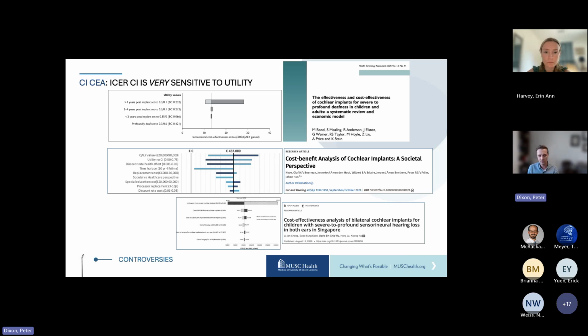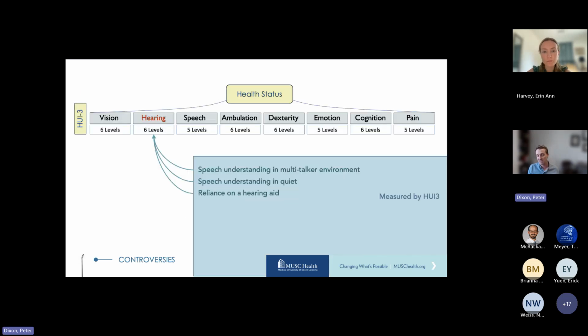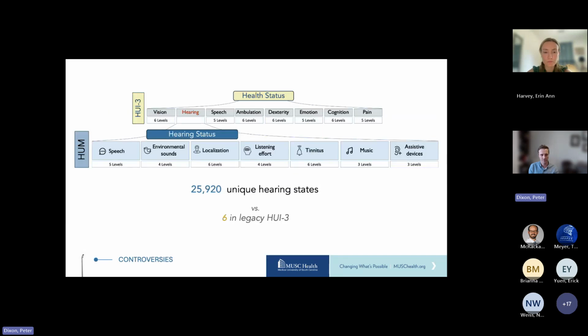So to address that problem, we designed a new health utility instrument that tries to capture things that are not measured by existing measures. Okay, things like sound localization and tinnitus and effort and so on. And I won't go through how exactly we did it, but this new instrument is called the Hearing Utility Measure, or HUM. It's used in combination with the Health Utilities Index Mark III, which is one of the most common instruments.